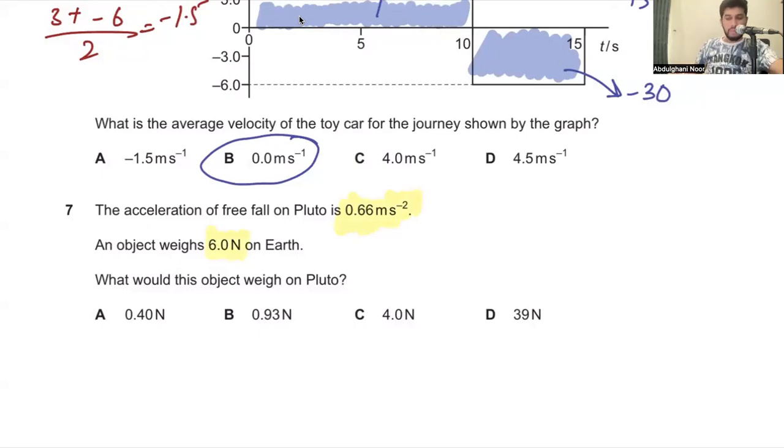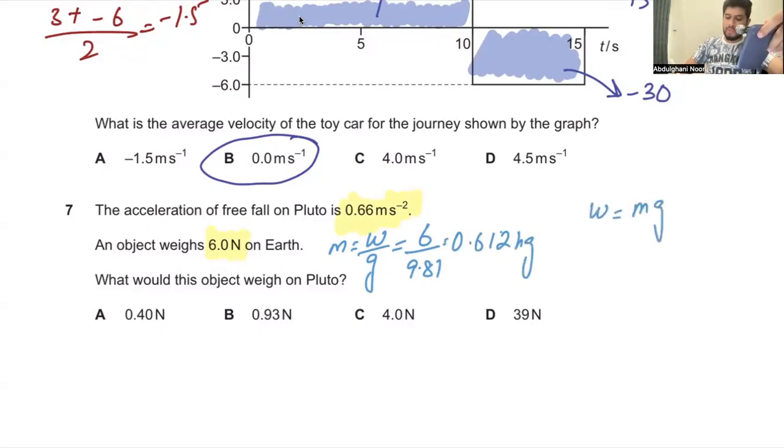One approach to this is कि पहले आप mass निकाल लो. आप कहोगे जी Earth के ऊपर हम mass find कर लेते हैं. Using the formula, mass is weight upon gravitational acceleration. The weight is 6. The value for G is 9.81. 6 upon 9.81, and that gives you 0.612 kg.